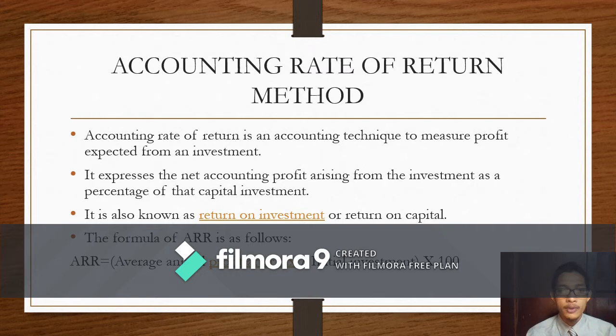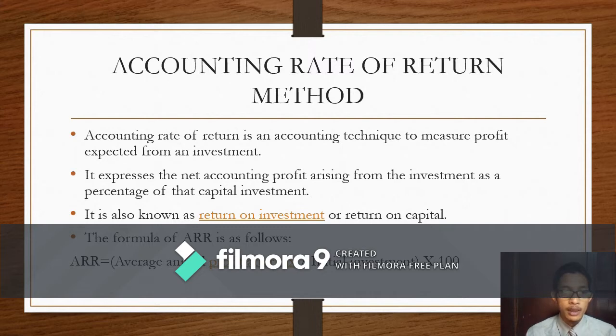Accounting rate of return method. What is accounting rate of return? Accounting rate of return is an accounting technique to measure profit expected from an investment. It expresses the net accounting profit arising from the investment as a percentage of the capital investment. It is also known as return on investment or return on capital.